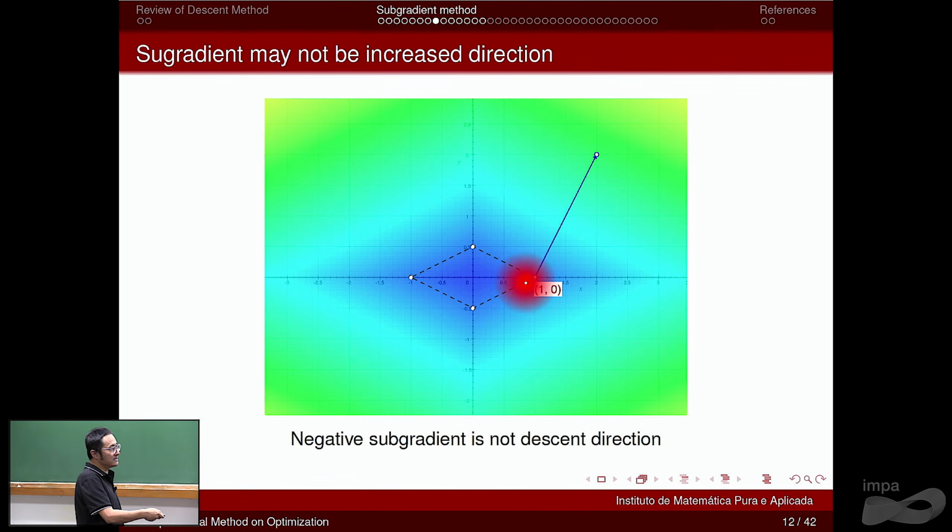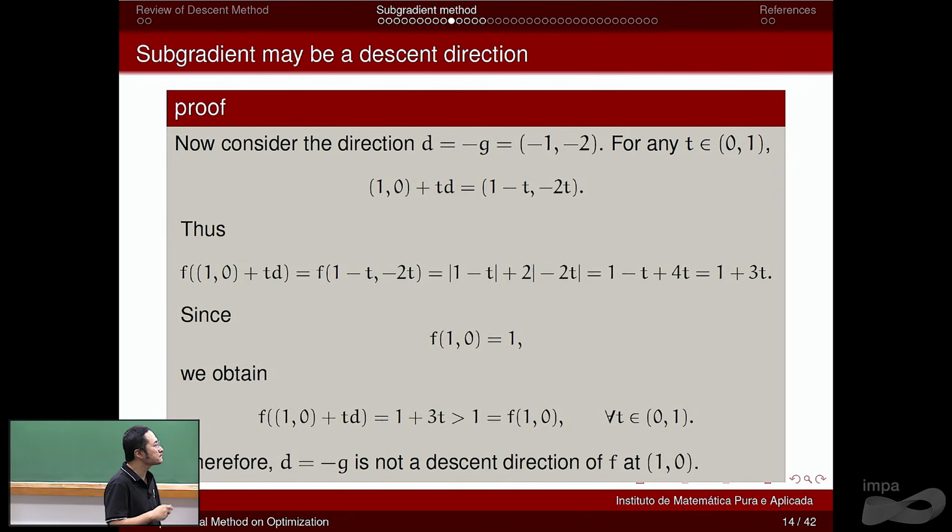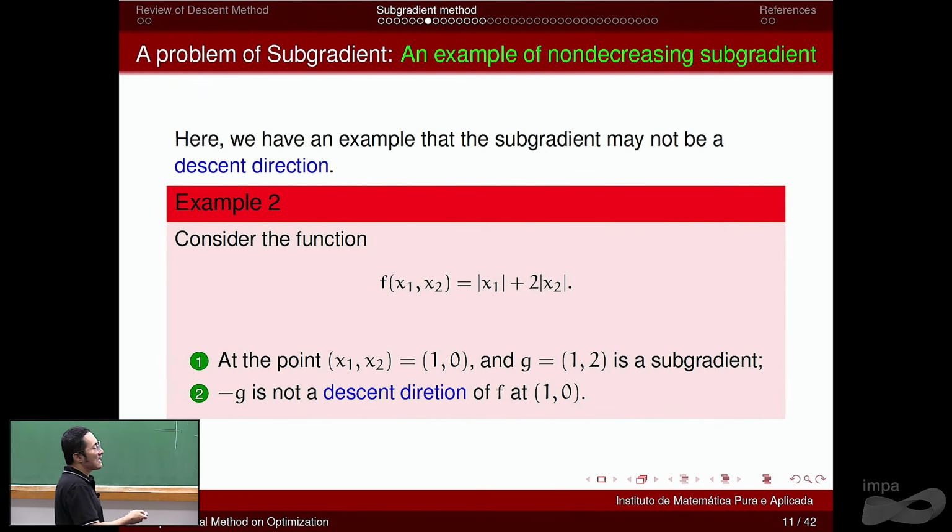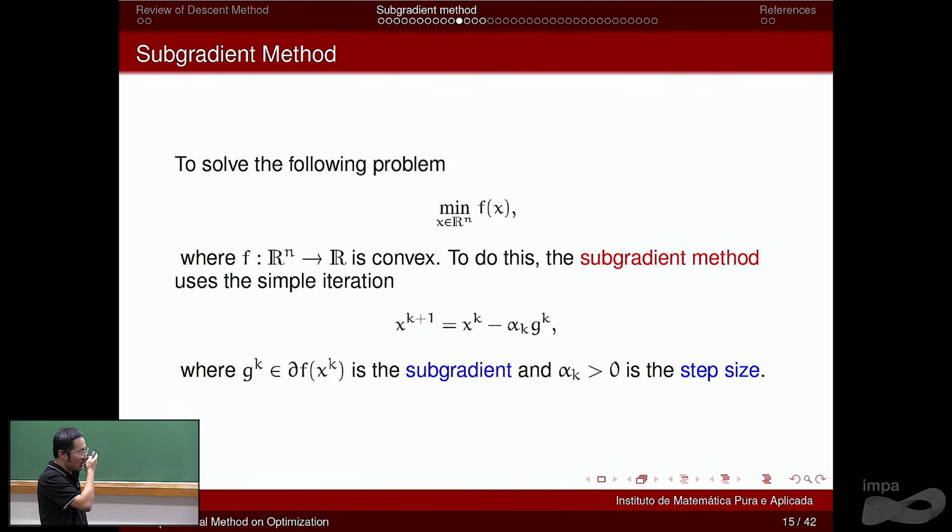You go, this is a subgradient, and the minus subgradient is downwards, okay? You go downwards, your function value is increasing, okay? So this is an example of a convex function where we get a negative subgradient, but which is not a descent direction. Okay. So let's go to the subgradient method.